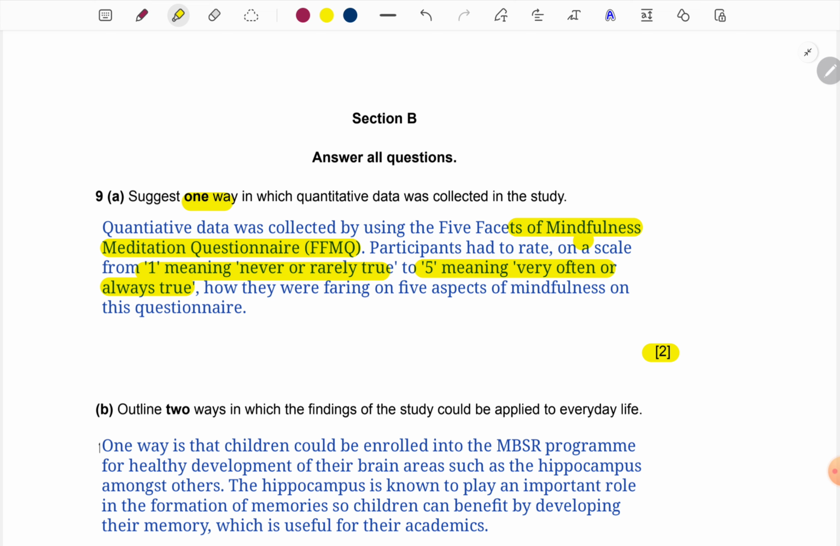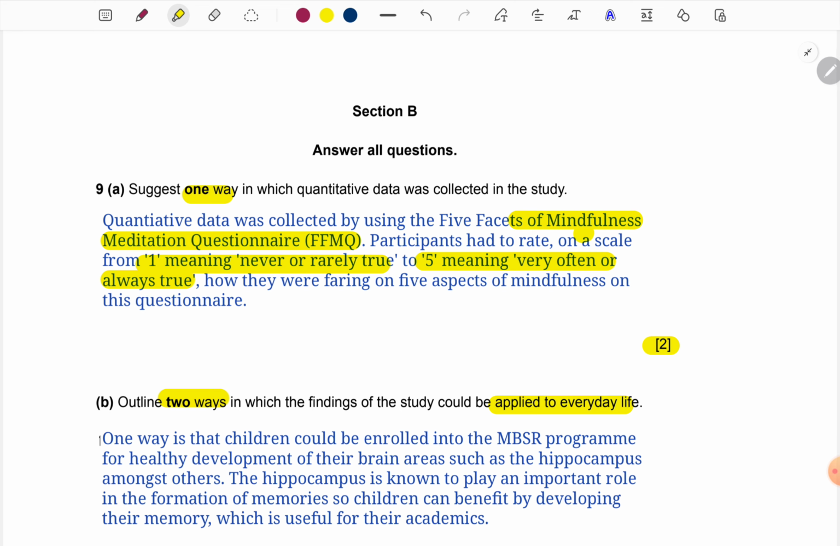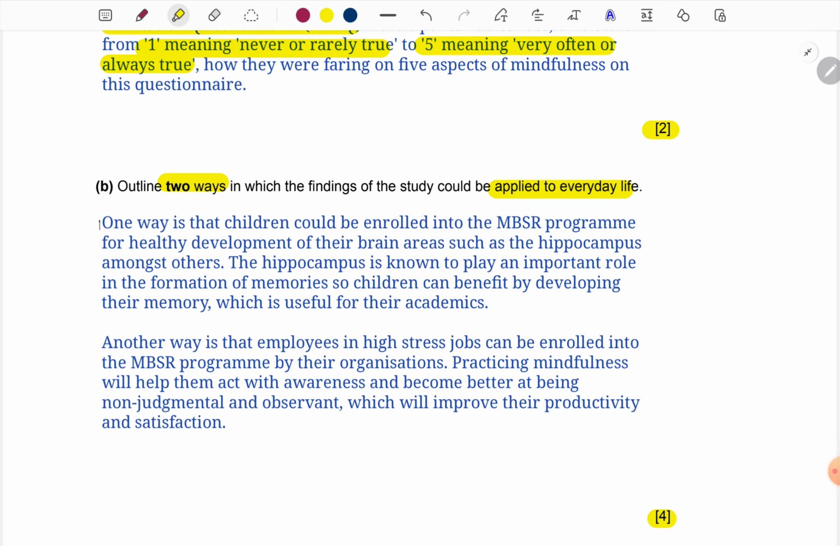Okay, next question is outline 2 ways in which findings of the study could be applied to everyday life. So again, issues and debates. Most students on this question will answer very briefly and end up getting 1 or 2 marks, although it's very easy to score. Why do they end up getting 1 or 2 marks? Because they will just say it's useful for students, it's useful for employees. How is not specified at all. Or they'll give a very general answer.